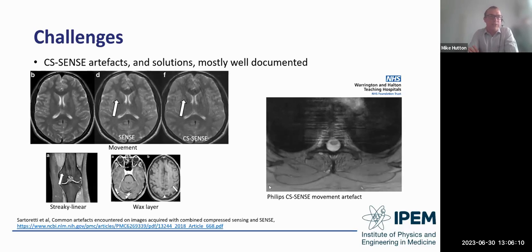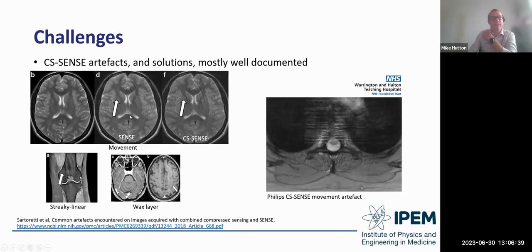So with CS sense, compressed sensing, I think artifacts are pretty well documented now, and solutions or mitigations are well understood as well. So there's a very good paper reference here where some of these images have been taken from that goes through the more normal and the more exotic types of artifacts we can see with CS sense. So the one we're most likely to see, I think, in routine imaging are enhanced movement artifacts using CS sense, and this is what the top diagram is demonstrating.